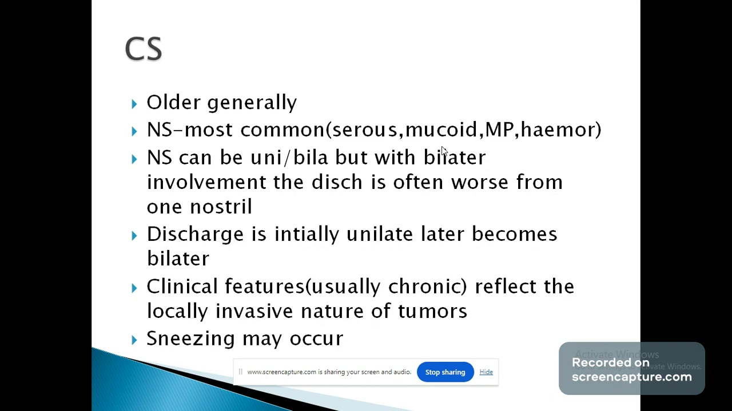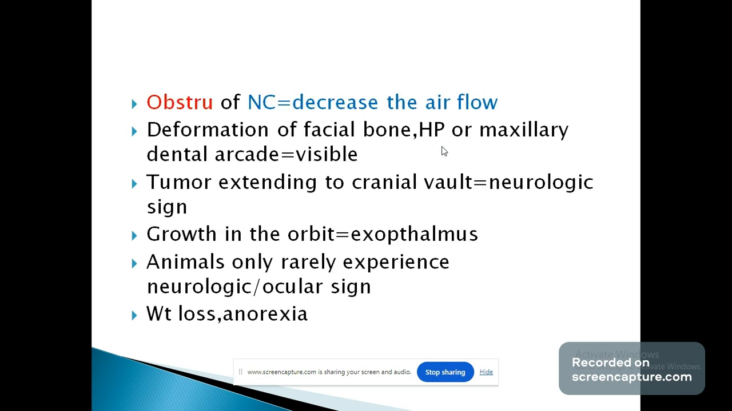Sneezing may also occur. As you know, tumors obstruct the nasal cavity and decrease the airflow. And obviously, there would be deformity of facial bone, hard palate, and maxillary dental arcade. If the tumor extends to the cranium, that will lead to neurologic signs. If the tumor extends to the bony orbit, the eye orbit, that will lead to bulging of the eyeball, or exophthalmos.